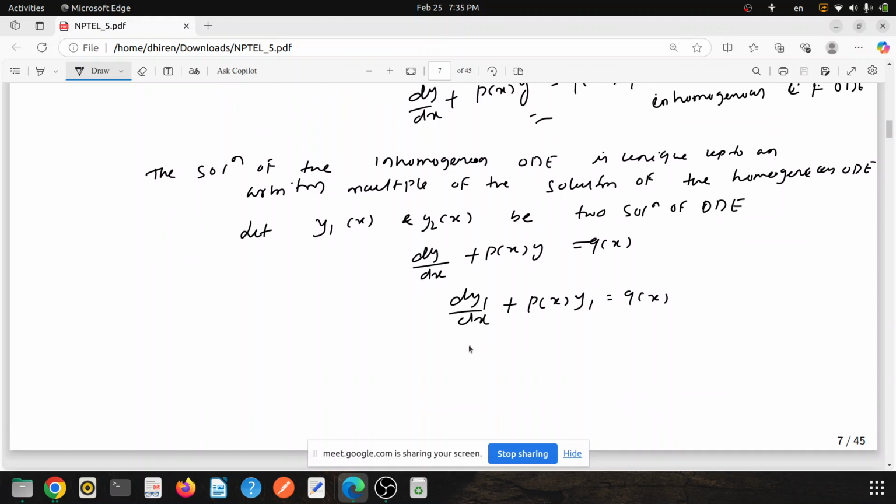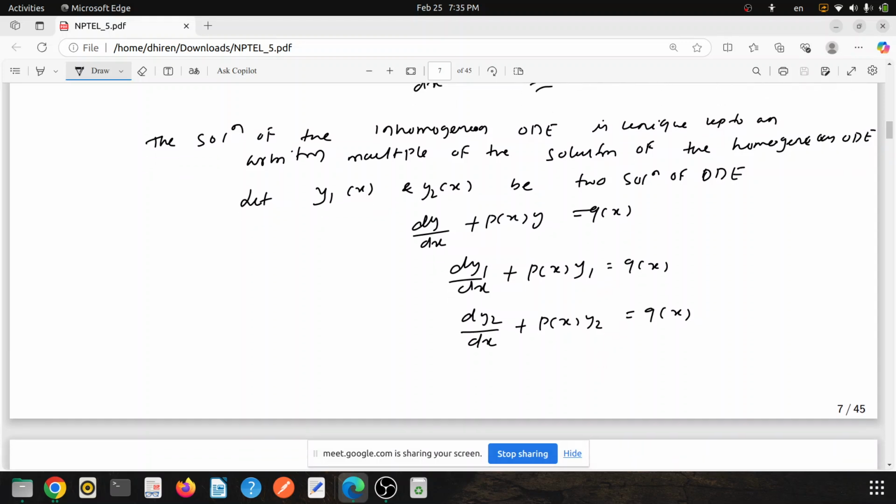Similarly, dy2/dx plus p(x) y2 is q(x). So you can see that the right side of both the differential equations are the same. So you can make it a homogeneous differential equation. How? You can subtract one from another.